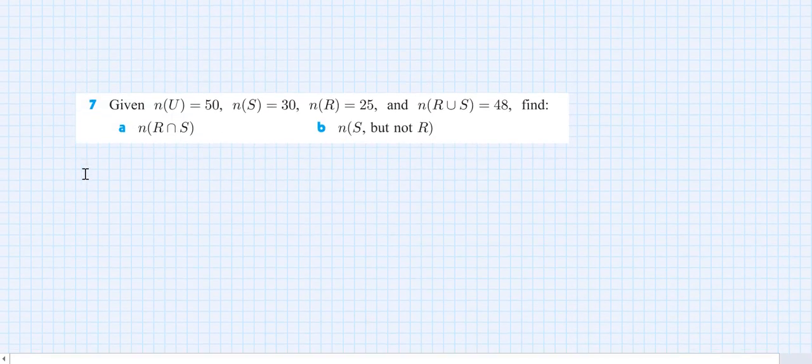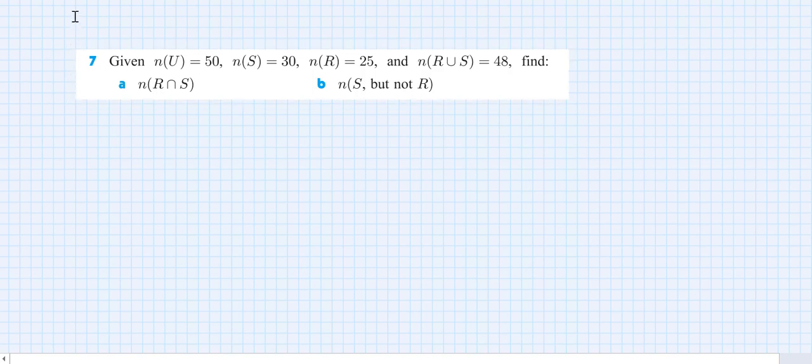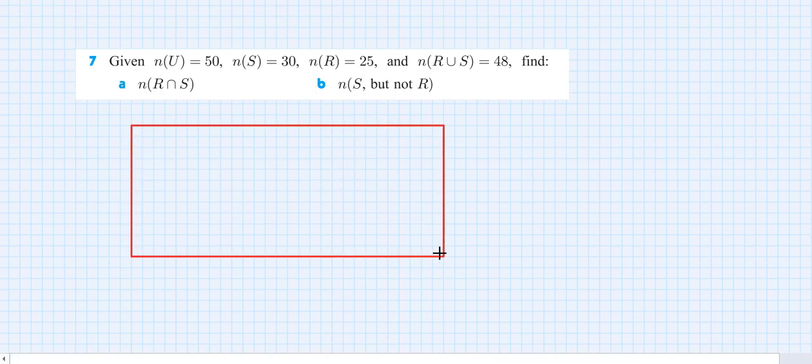Question number 7. What does it say? Now, the universal set has 50 elements. I have set S with 30 elements, set R with 25 elements, and their union is 48. Now, a lot of statements. Let's try to picture it. Let's draw the universal set as a rectangle, and I have 2 sets. And let me use circles for them.